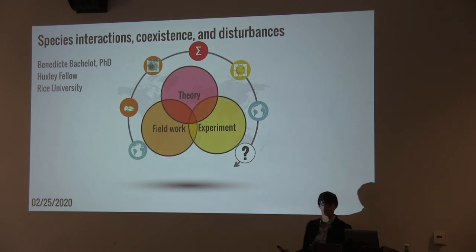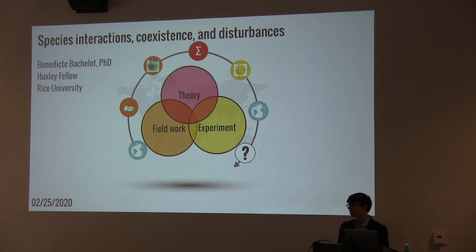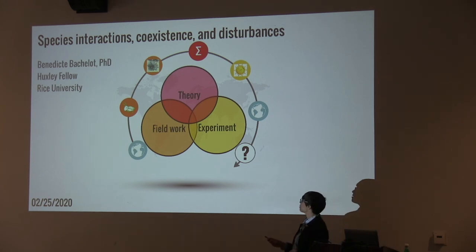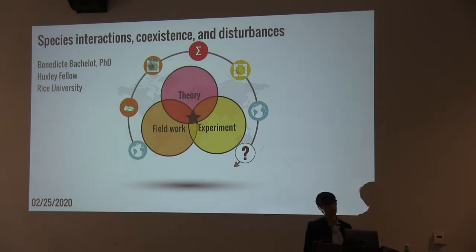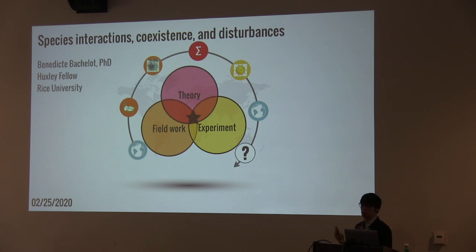And then more recently I started doing some experimental work, because that's really the only way to get at the mechanism behind some of the processes in plant ecology. So what I'm hoping is that I'm a mixture of those three approaches, and that's really what I want my future lab to be doing: combining theory, experiment, and fieldwork to address major questions in ecology.